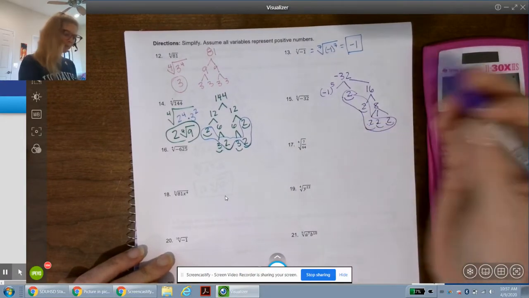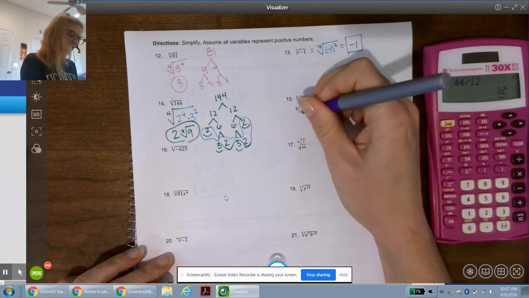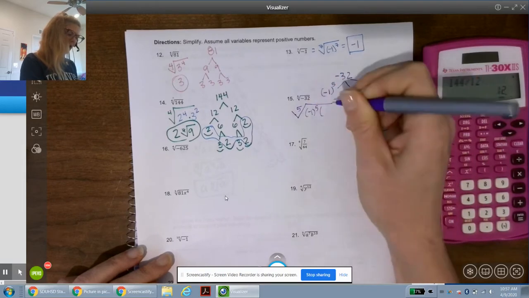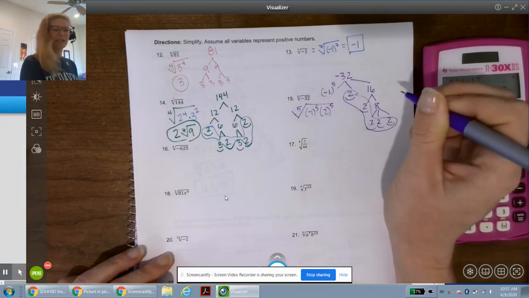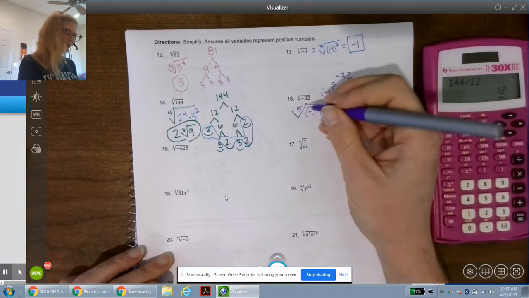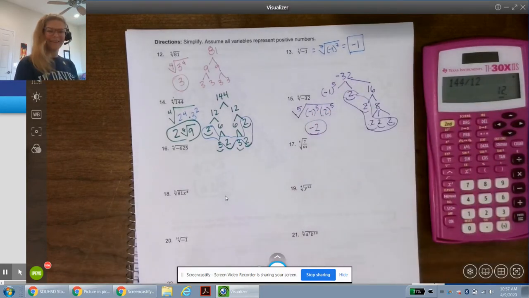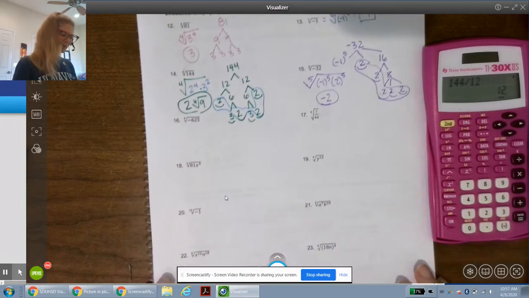Always double check. And so this is the 5th root of negative 1 to the 5th and 2 to the 5th, or you can just think about it as negative 2 to the 5th power. And that means that this is negative 2. Good job, you guys. Let's move on to the next one.